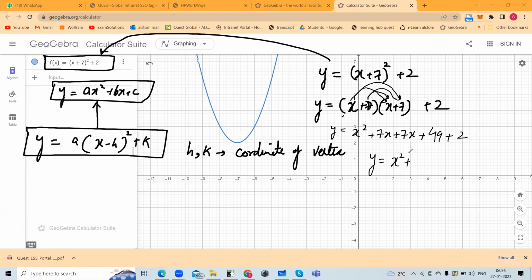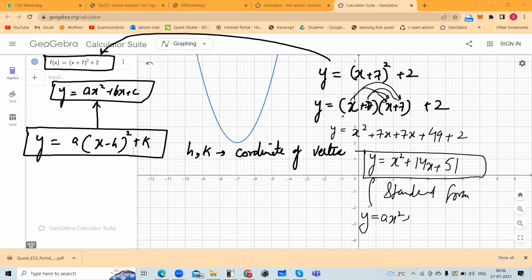How much should it be? Y equals x squared plus 14x plus 51. Right. So this is the standard form of the same parabola. Now, if you graph this x squared plus 14x plus 51, it'll also be the same parabola. And you can write this as y equals ax squared plus bx plus c. So can you tell me what is a, b, and c? A is 1, B is 14, and C is 51.